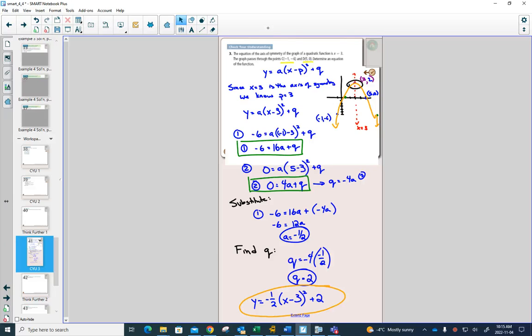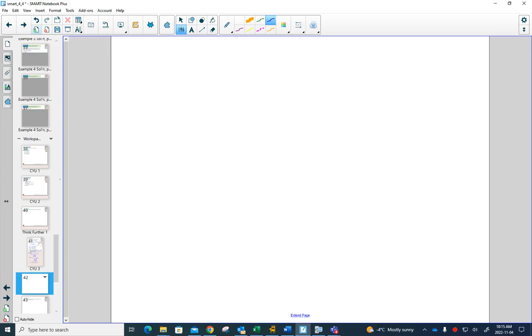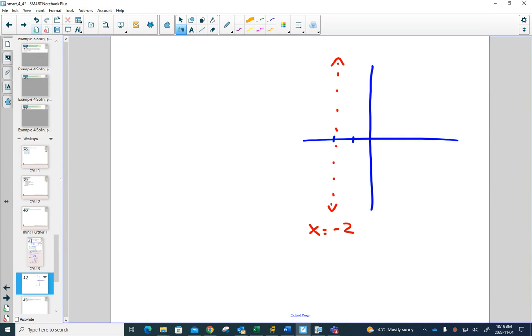Sometimes they give you hints in a question that make it obvious what p is or what q is, and you find two things quicker. Sometimes you can use the shortcut. I'll give you an example similar, but I'm going to see if you can figure out a shortcut. Let's say we're going to draw the graph. Again, they tell us the axis of symmetry. Let's say they tell us the axis of symmetry is at x equals -2.